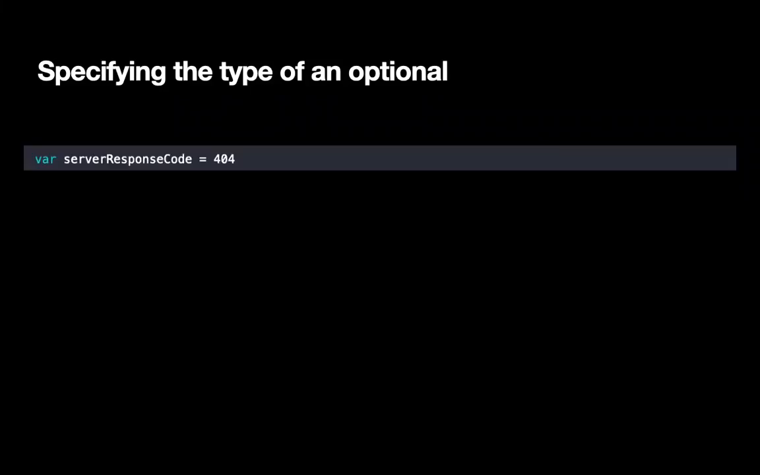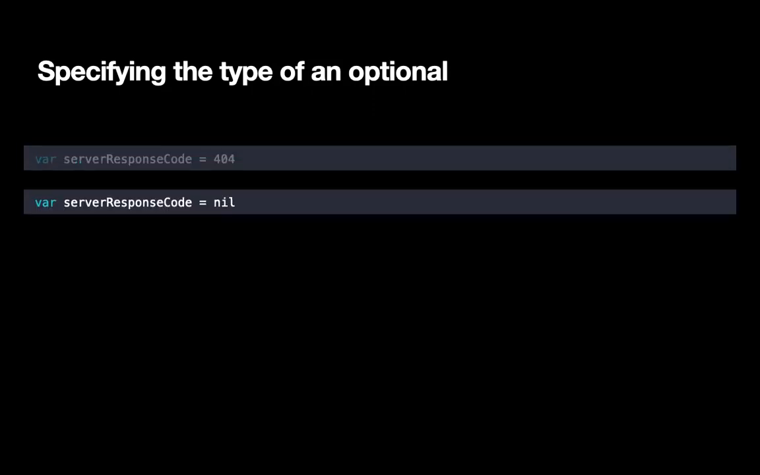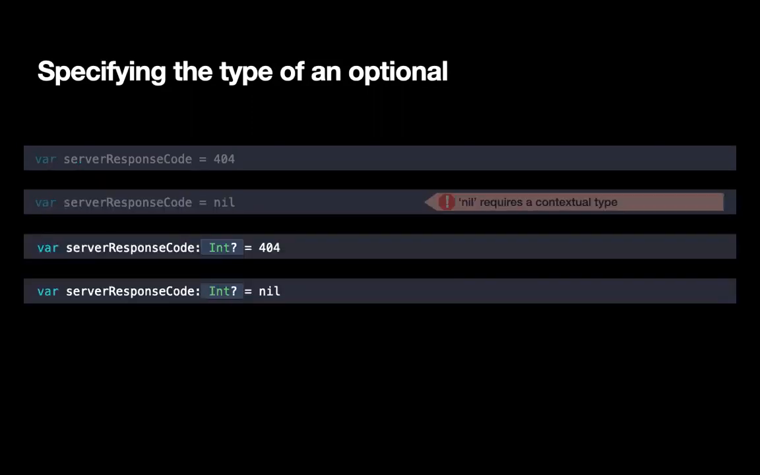Then next, how to specify the optional. Here we have one variable, server response code 404, and server response code nil. In this case, we have to define them as server response code optional Int.